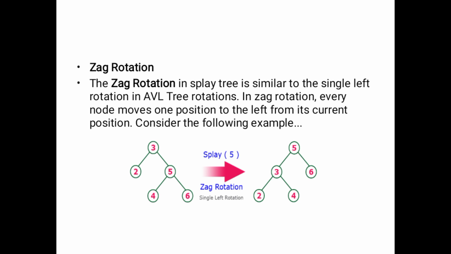Next we have to take the left rotation with values. Here we have taken the zag rotation. It means the left rotation in a splay tree is similar to the single rotation in AVL tree rotation. In zag rotation, every node moves one position to the left from its current position. Let's take the following example. We have to do the left rotation of 5. It means 5 comes to the parent, and 5's left side we have to connect to the 3, and the 4 is connected to the 3's right side. This is the zag rotation.